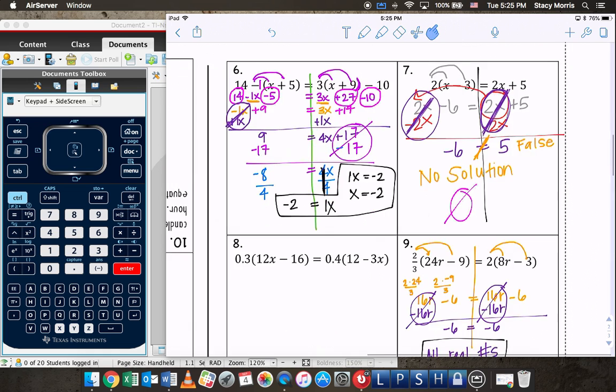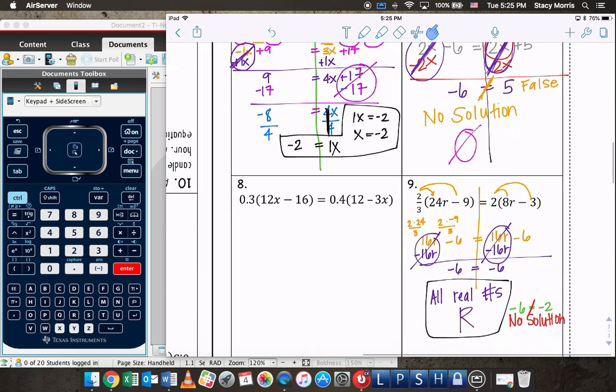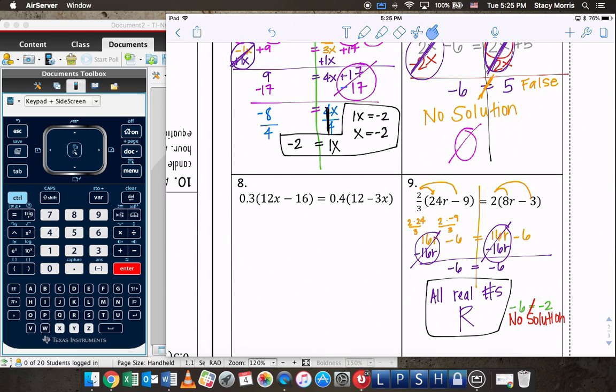So let me just go back real quick to number 9. It was all real numbers because our variables went away, but we were left with a true statement. So when we have a true statement, it's all real numbers. When we have a false statement that's left, we have no solution.